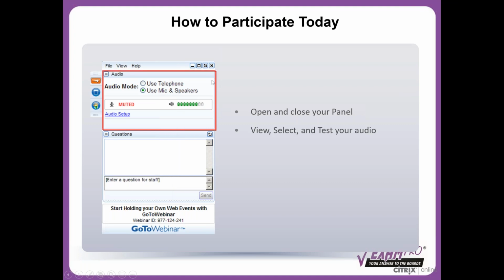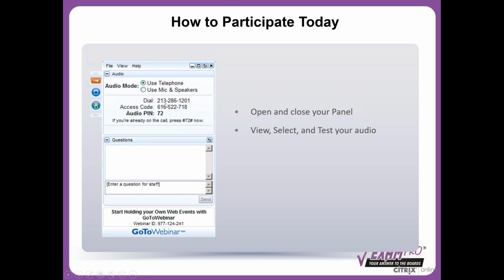The upper portion of the control panel determines how you will participate from an audio standpoint. By default, the software will likely pick your computer, microphone, and speakers. However, if you're in an area with a lot of background noise or you prefer to use a telephone, that's very easy to do. Simply click Use Telephone in the audio setup pane, and you'll be given a number to dial in, an access code, and a PIN number.